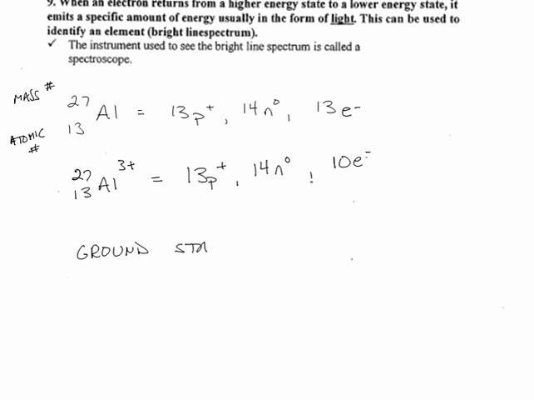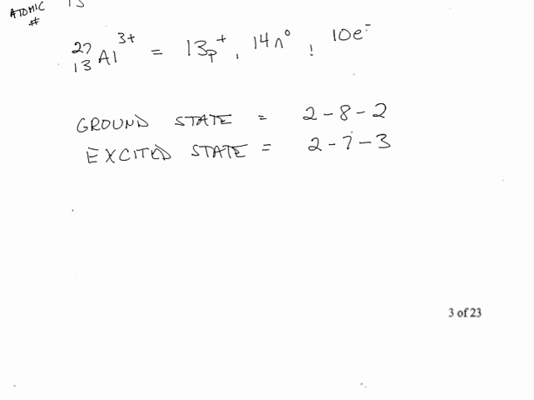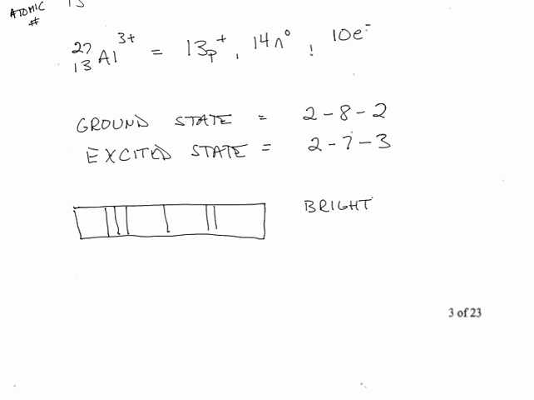The ground state is an electron configuration like 2-8-2, whereas in excited state, an electron has absorbed energy and moved to a farther out shell, so it could be something like 2-7-3. When the electron returns to the lower energy state, it gives off light. If that light is seen through a spectroscope, we see a series of lines that show where possible energy levels are as the electron falls back down. And these are called a bright line spectrum.